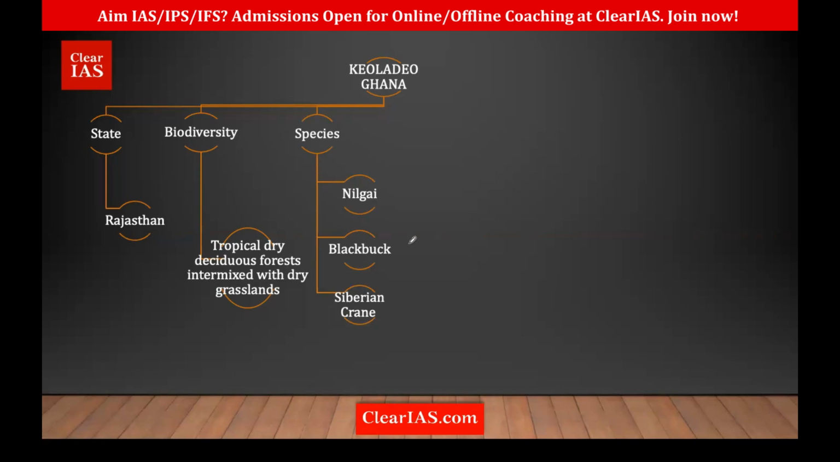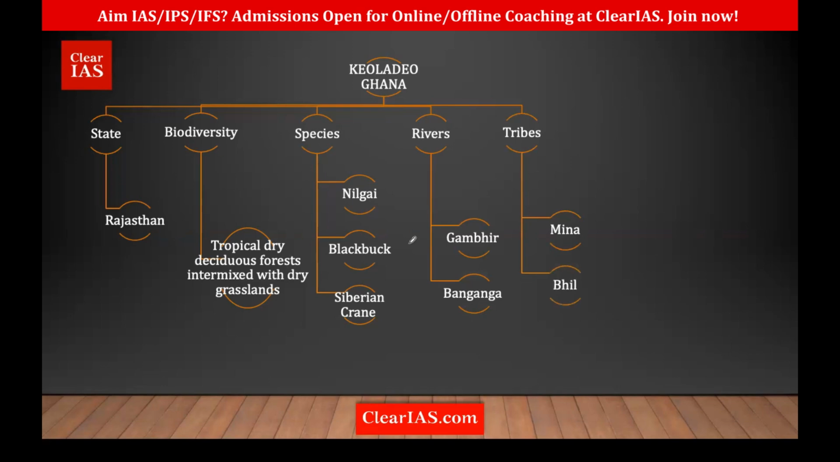He killed one blackbuck, and there was a case in the court, and he went to jail because of that. Because there is a community called the Bishnoi community who actually protects the blackbuck species, and they fought in the court. Okay, so which river passes through Keoladeo Ghana? There is the Gambhir River and Banganga. It's not that important. But the tribes here, we have the Meena tribes as well as the Bhil tribes.